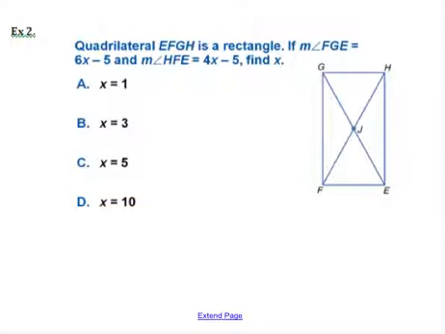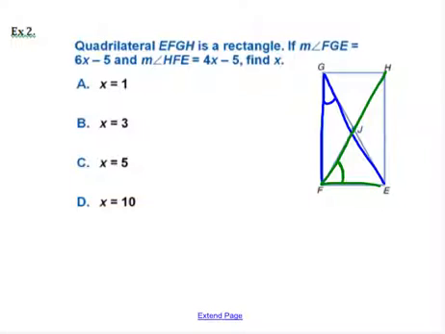Example 2. Right? Ooh, they're talking about angles. So F to G to E would be this blue angle. And H to F to E would be this green angle. Okay, and it wants us to find X. If you don't have any ideas, that's a good thing.